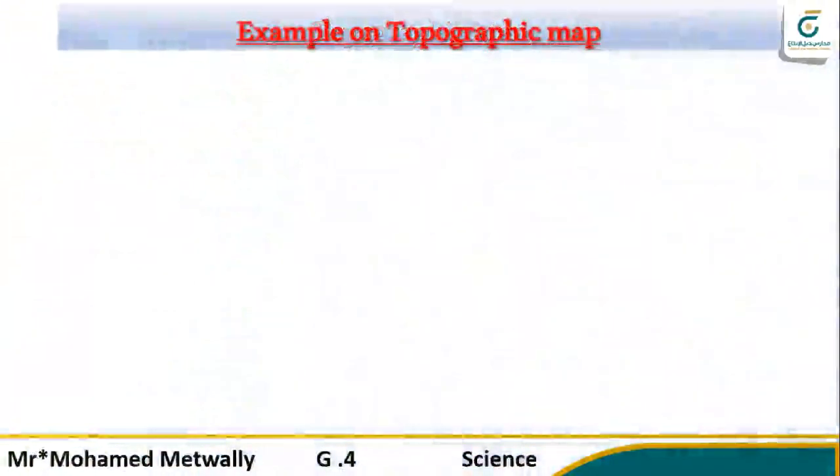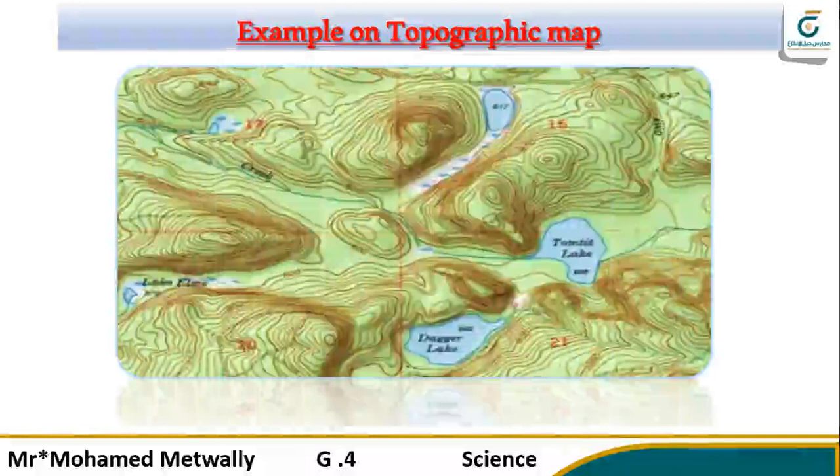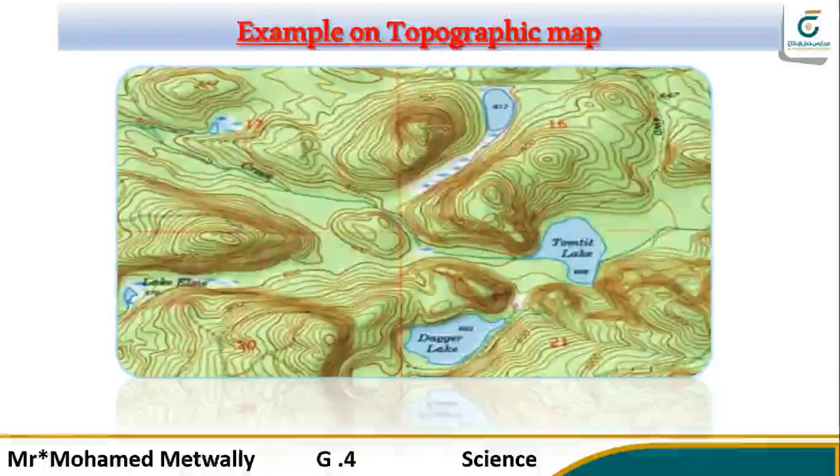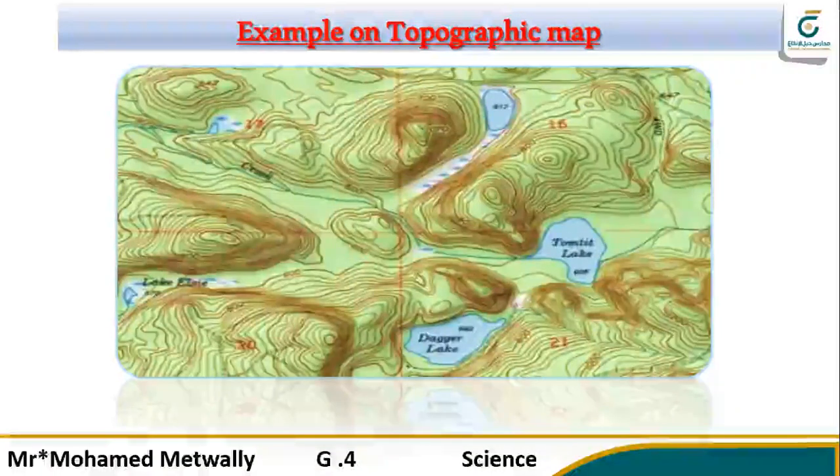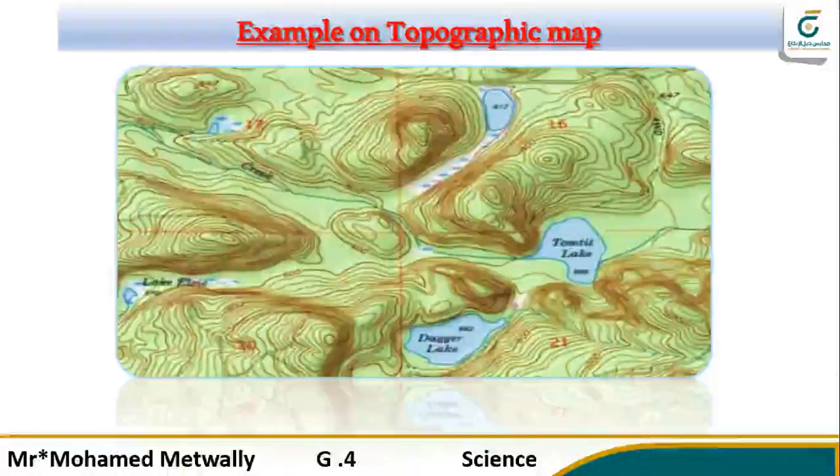Here I will show you an example of a topographic map. This is a topographic map which we talked about. You can see the contour lines here. All of these lines represent contour lines. You may see some circles, some lines close together, some lines far apart. So this represents all of what we talked about in the previous slide.